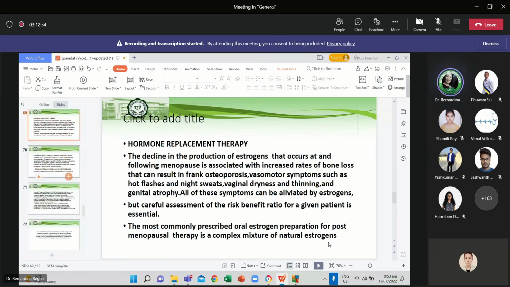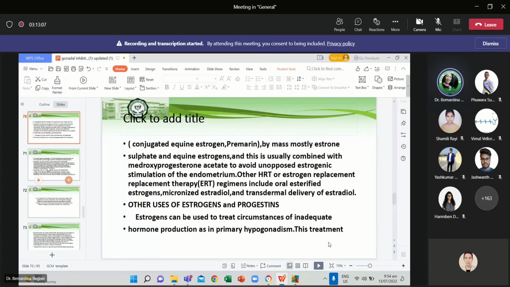Okay. So the most commonly prescribed oral estrogen preparation for menopausal therapy is a complex mixture of natural estrogens. You have your conjugated equine estrogen, or Premarin, which is mostly estrone sulfate and equine estrogens. And this is combined with what? Medroxyprogesterone acetate, to avoid unopposed estrogenic stimulation of the endometrium. Again, what will be your combination here?